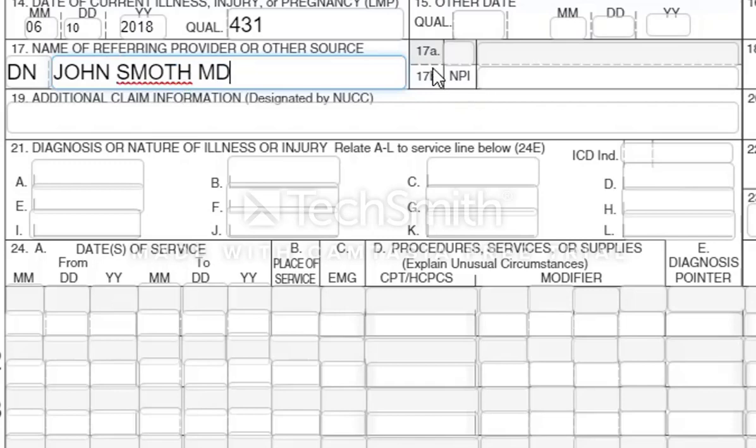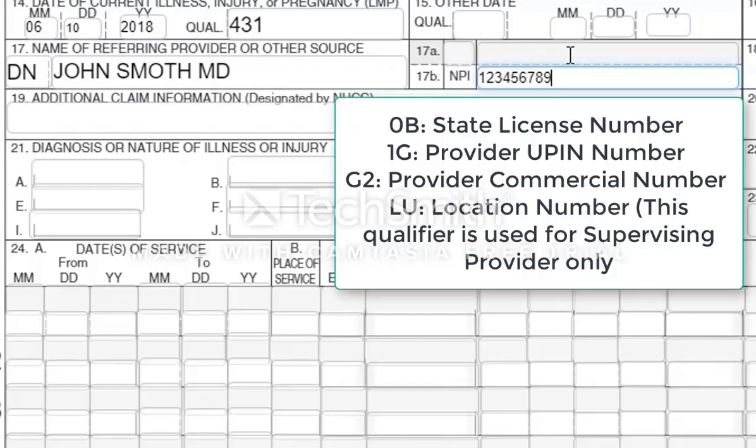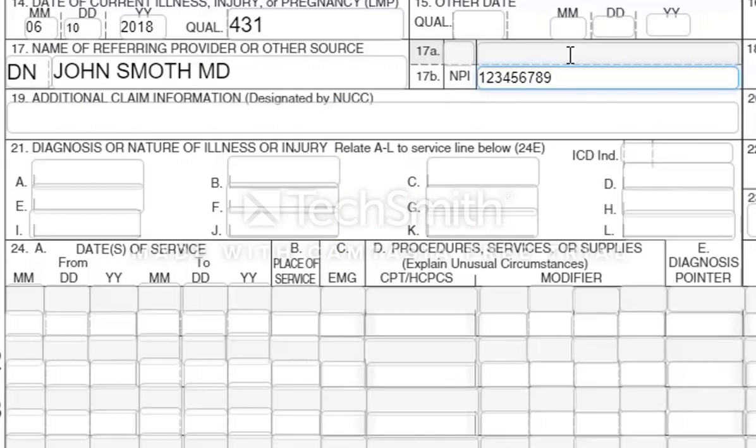Okay. Over here slightly to the right of that, it's 17A and 17B. 17B is where we would type in their NPI number. This should be located in the additional information at the very bottom of your scenario form if there's one provided. 17A, this would only be used if we're using something other than a provider's NPI. Okay, so this would be if we're using a state license number, a UPIN number, a commercial number, okay? 9 times out of 10, you are going to be using the physician's NPI number because you'll be working with a physician.